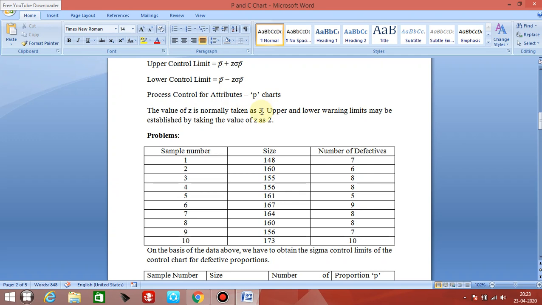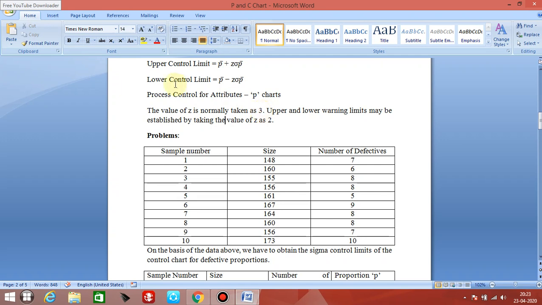Now, this z can be 2 also, 1 also. So, for 1, it is 1 sigma control limit. If it is 2, it is 2 sigma control limit. Now, here we have taken it as 3. So, it is 3 sigma control limit.